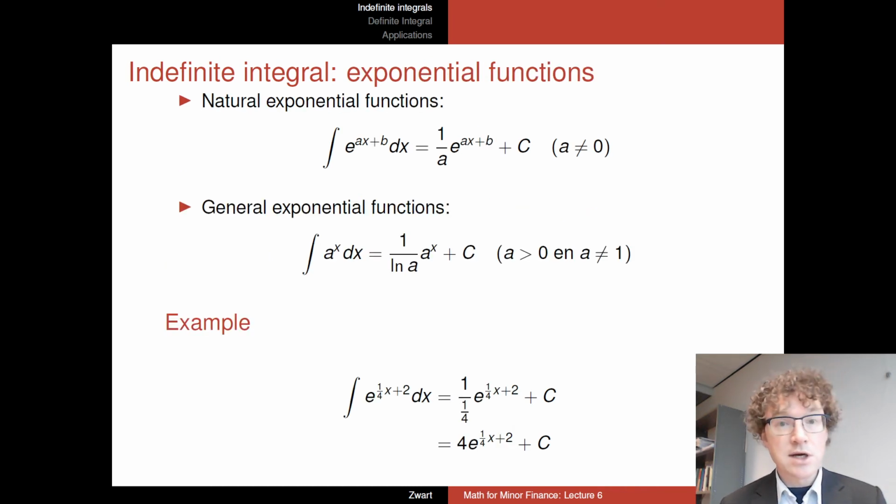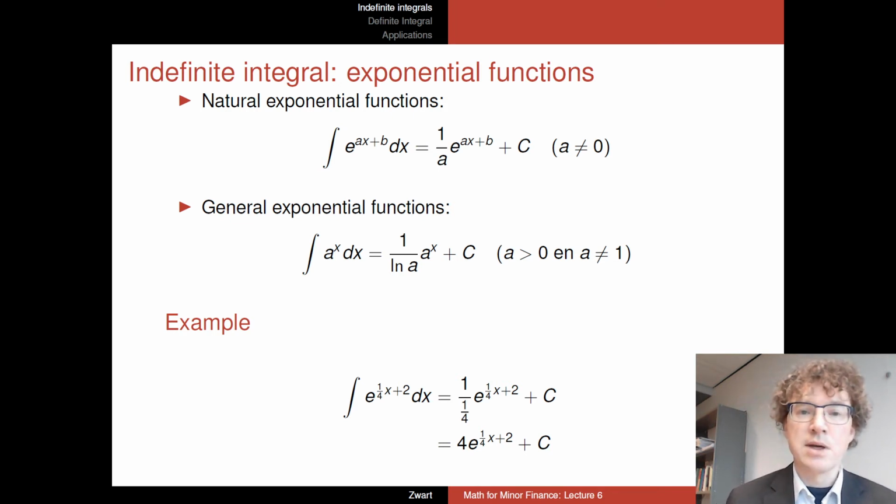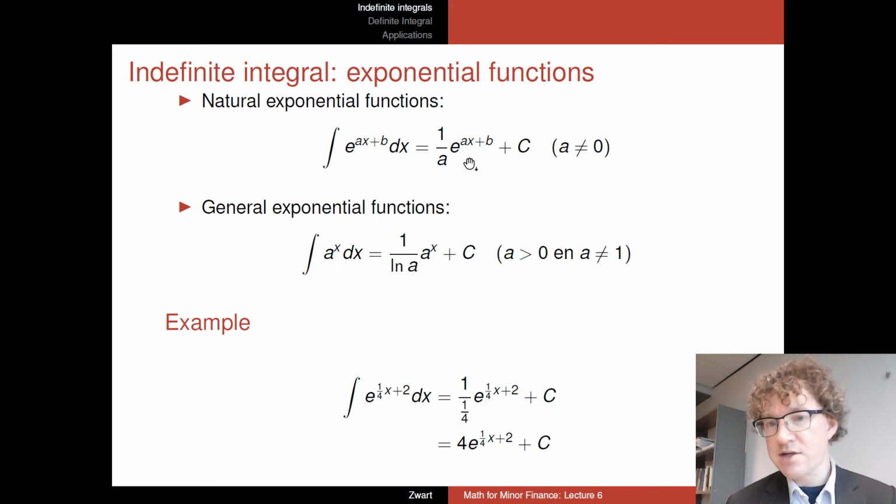So the next natural function that we would like to be able to take the derivative of is the exponential function. The general rule here is, if we have some e to the power ax plus b, what's the function that we need which, if we take the derivative, gives e to the power ax plus b? Well, if you look at this a bit, you see this thing actually does that job, because if we take the derivative, the a is coming down by the chain rule. So think about that, check that.